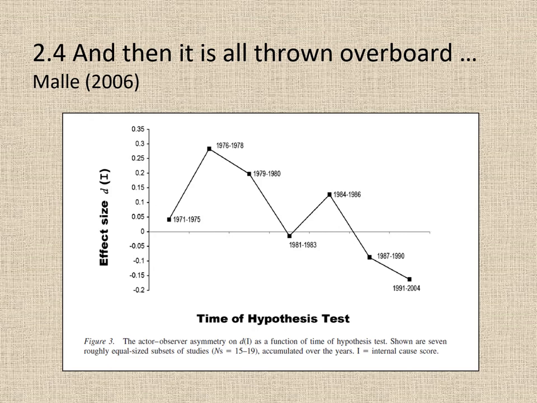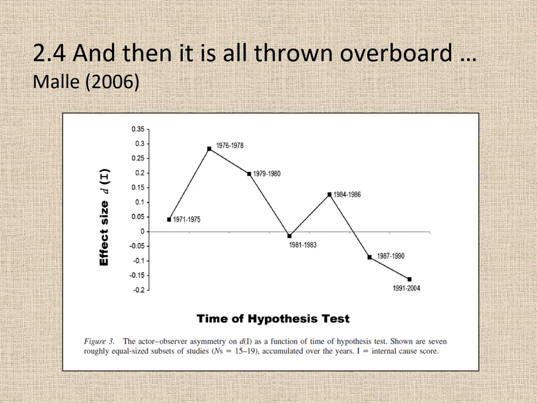In the 70s, this was new stuff. Editors thought this was fun, so they took in studies that found results in accordance with the actor-observer effect. Probably it was more difficult to get your study published if this didn't show up. You see Thomas Kuhn here in action. More anomalies are generated after a while.